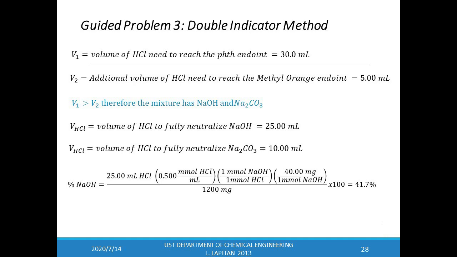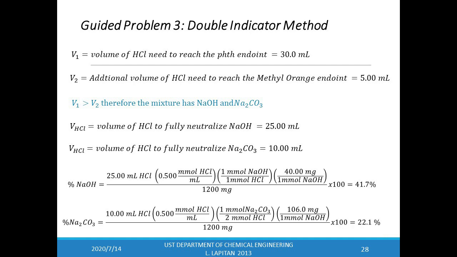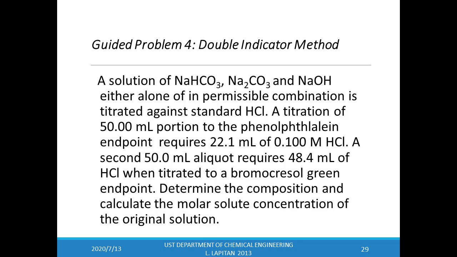41.7%. In a similar manner, we can use simple stoichiometry to relate the volume of HCl to the mass of sodium carbonate in a sample, as shown again in the numerator of this equation. Take note that the reaction will require 2 millimoles of HCl per 1 millimole of sodium carbonate. Now, dividing this by the weight of the sample and multiplying with 100 will give us the percent weight of sodium carbonate in the sample, which is 22.1%. Alright, so let's try to have another problem.